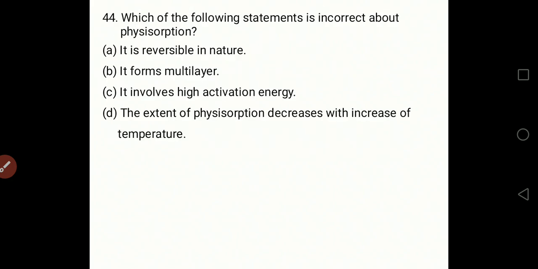Which of the following statement is incorrect about physisorption? See, reversible is correct, multilayer is correct, but needs activation energy is wrong. Activation energy is more needed for chemisorption, not for physisorption. Hence remember answer is C.